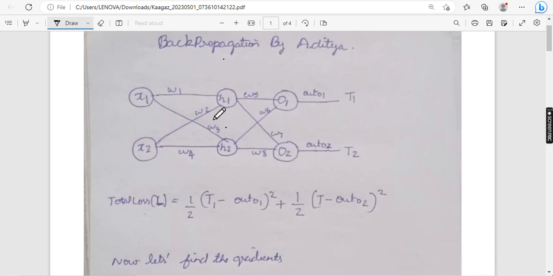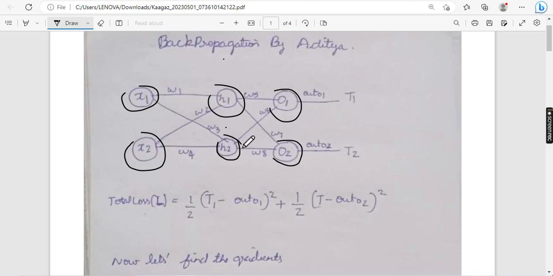See, x1 and x2 are the input layers, h1 and h2 are the hidden layers, and o1 and o2 are the output layers. And you can see W1, W2, W3, W4, W5 till W8. These are the weights, okay? And T1 and T2 are the errors. So there is an error at this level, and an error at this level. The total error would be the sum of T1 and T2, right? I hope this makes sense.